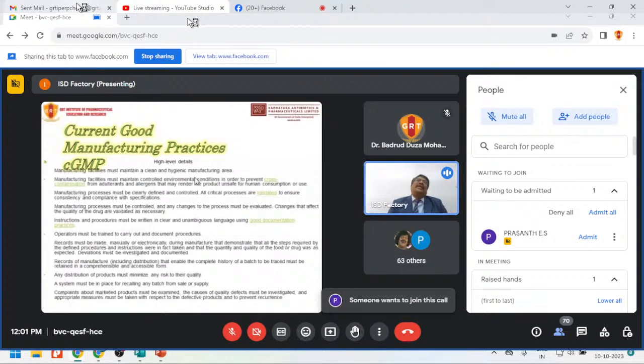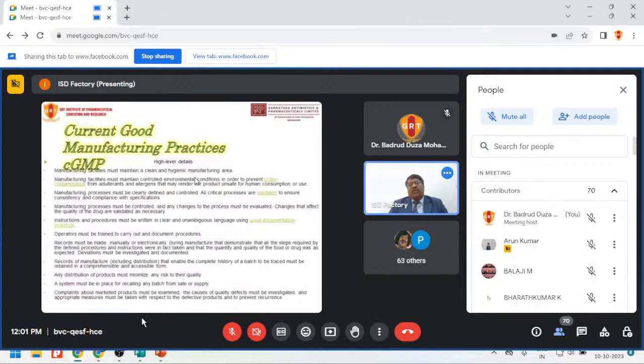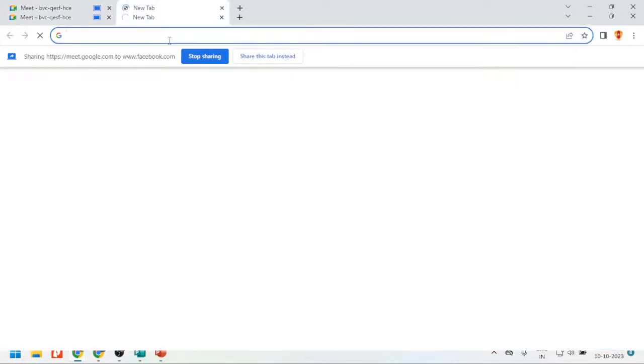Then afterwards, here in industry, what will happen: the quality of the product, the people will be trained, quality checking, quality testing, quality monitoring, all the things will be controlled by our quality assurance department, and all the people will be trained. They will be checking all the things, investigation and all. Appropriate measures will be taken with respect to any defective products. So all the things will be controlled by our quality assurance, as per the current good manufacturing practices.